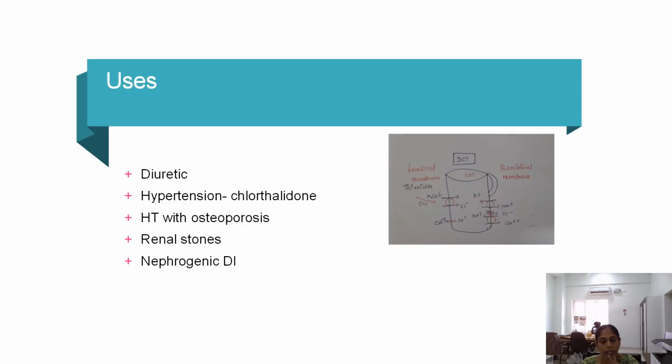In diabetes insipidus, there is a deficiency of your antidiuretic hormone. There are two types: central diabetes insipidus and nephrogenic diabetes insipidus. In central diabetes insipidus, there is deficiency of ADH, whereas in nephrogenic diabetes insipidus, the receptors will not respond to the antidiuretic hormone. Your thiazides are useful in the treatment of nephrogenic diabetes insipidus.